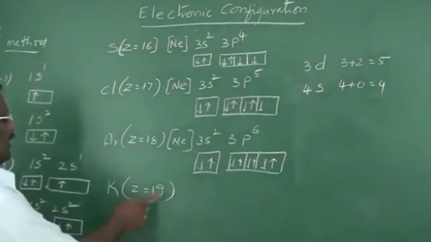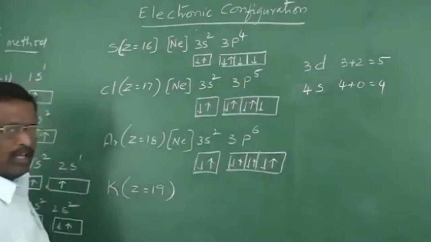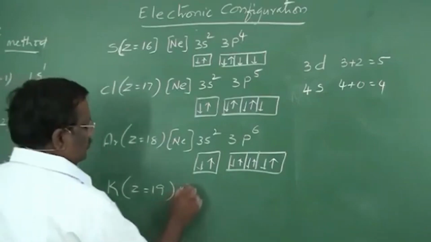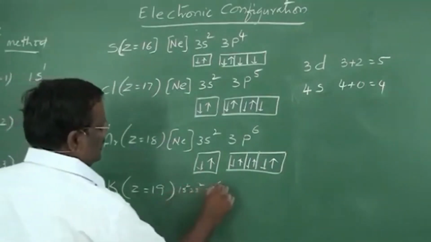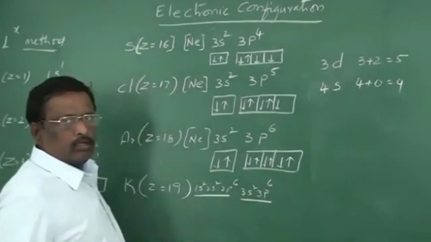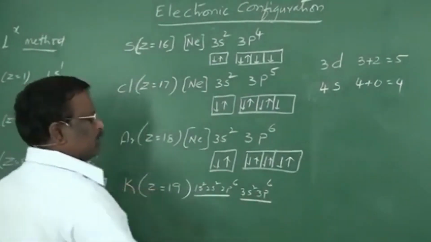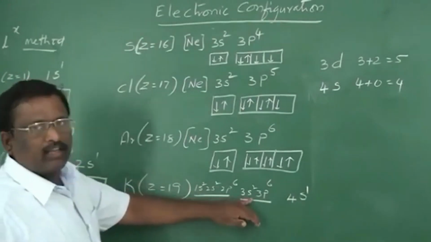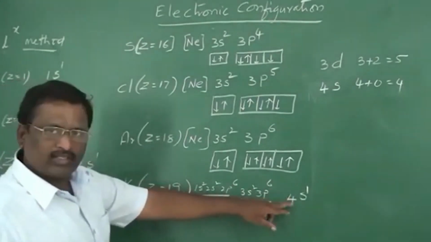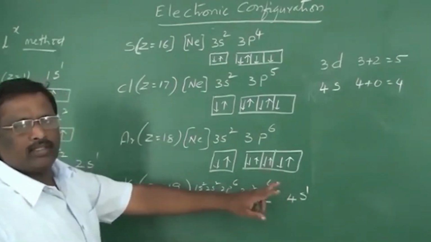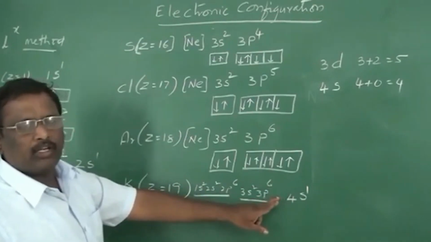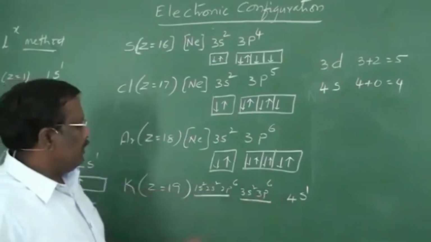So in potassium, the first 18 electrons will arrange just like the 18 electrons of argon. That is 1s2, 2s2, 2p6, this is neon. Then 3s2, 3p6 up to argon. And the 19th electron will enter into 4s1. Though there is a d orbital in the third energy level, its n plus L value is more than 4s. That's why the electron will enter into 4s instead of 3d. So in potassium, the electronic configuration will be argon, up to this is argon configuration, and 4s1.